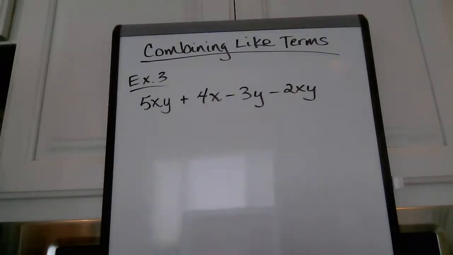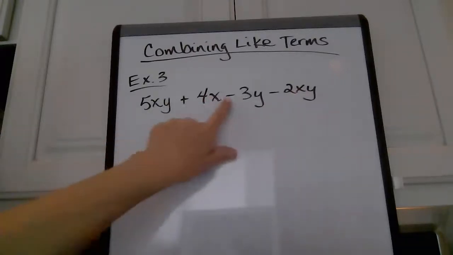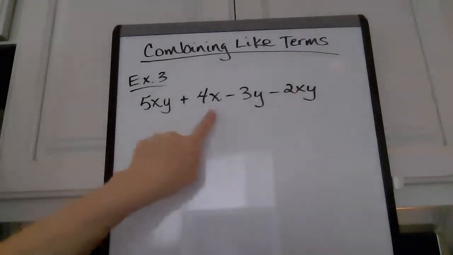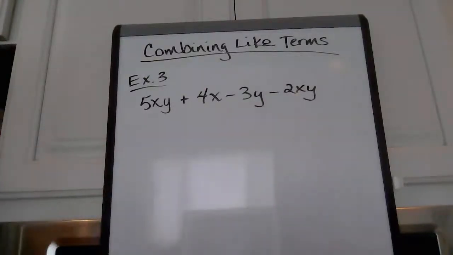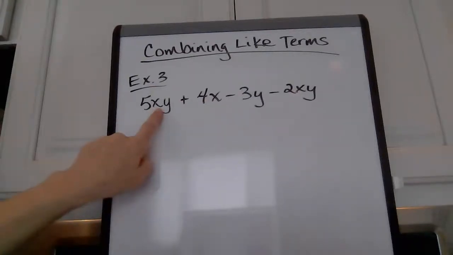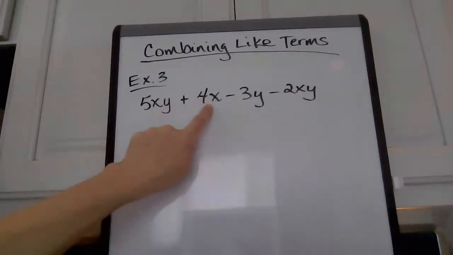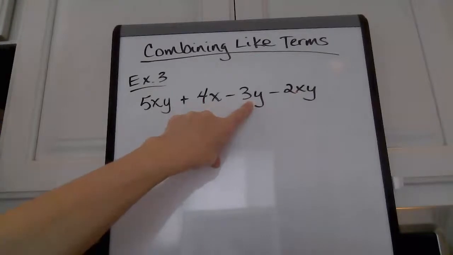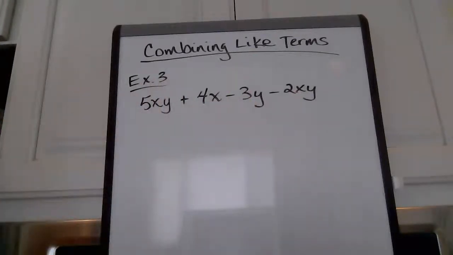So this expression has 4 terms. You can see that there's 4 of them separated by the addition and subtraction. So 1, 2, 3, 4. And you want to see if any of them belong together. And when you have variables sitting next to each other like this is 5xy. This is not a like term with either the 4x or the negative 3y. They have to have identical variables, and x times y is not the same as just x or just y.